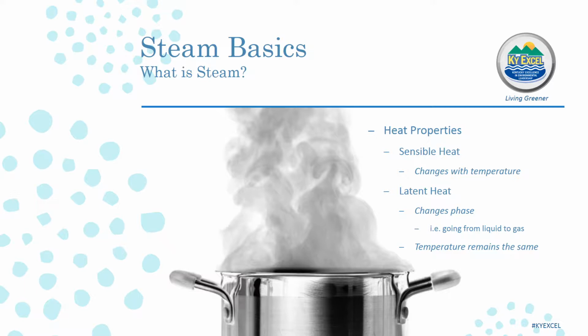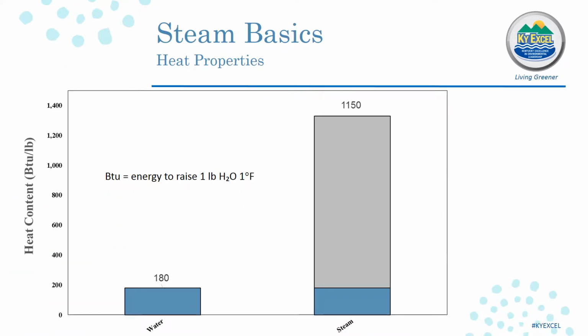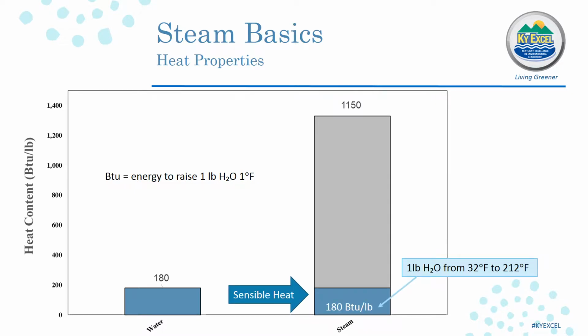In other words, heating the temperature of water by 15 degrees Fahrenheit is sensible heat, while latent heat is the amount of heat required to convert a liquid to gas, or vice versa, at a consistent temperature and pressure. Compared to water, the heat content of steam vapor is more than tripled. A BTU is the amount of energy required to raise a pound of water 1 degree Fahrenheit. To raise a pound of water from 32 degrees Fahrenheit to 212 degrees Fahrenheit would require 180 BTU.